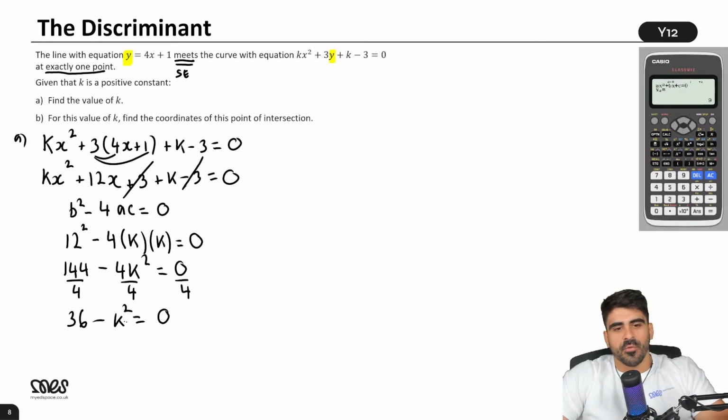Now guys, if we're solving here, do we need to do completing the square, or sorry, factorizing? I mean, you could, but do you have to here?